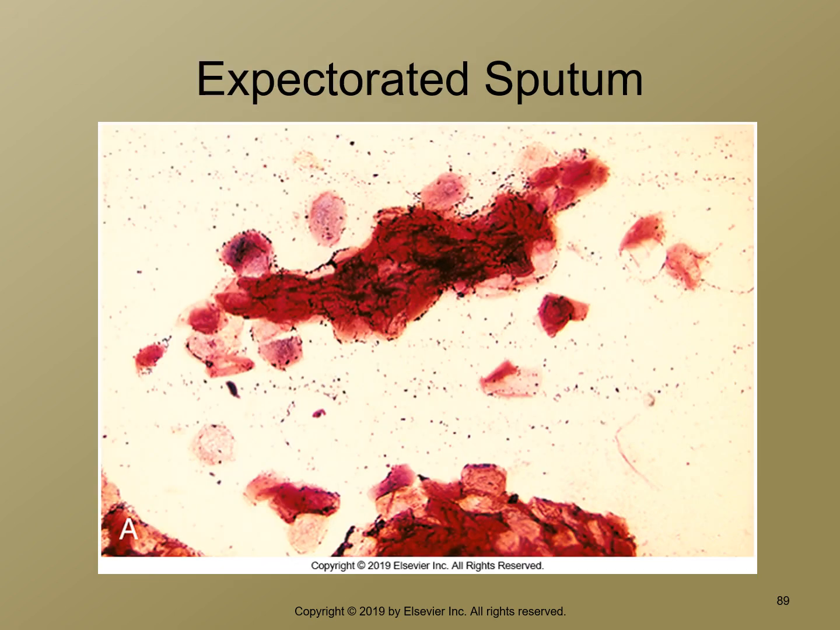Here's an example of an expectorated sputum that is unacceptable. So here you see there's many epithelial cells, and there's no white blood cells present, and a lot of contaminating bacteria that is most likely normal flora.